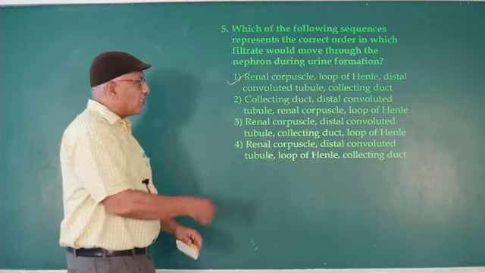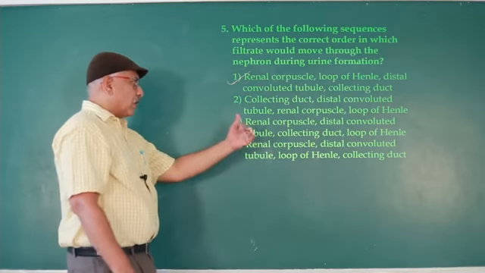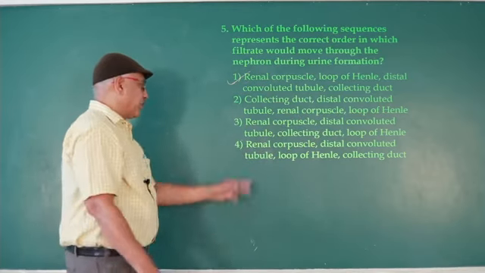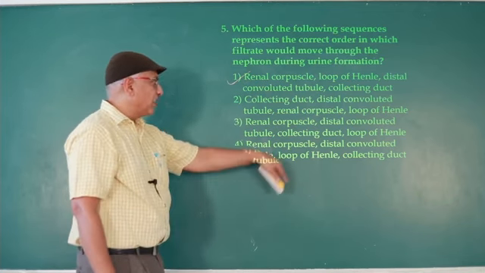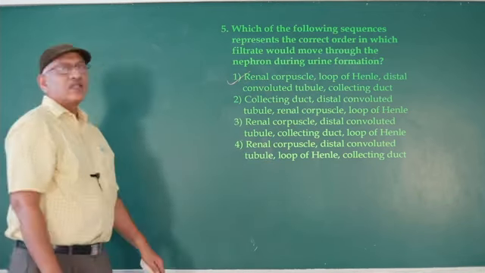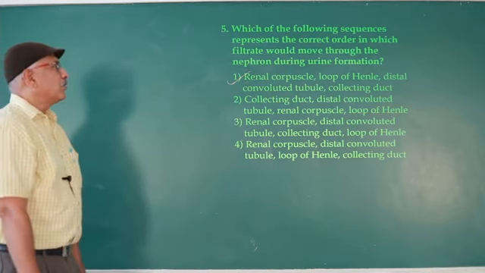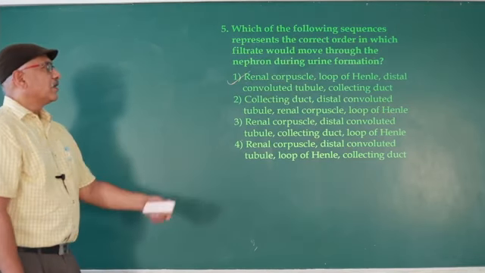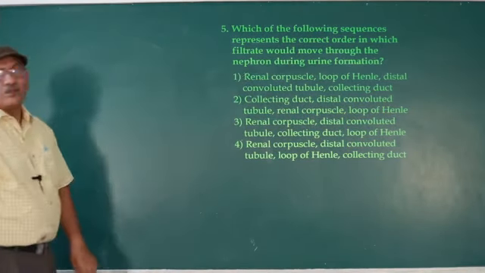Distal convoluted tubule is not part of the loop of Henle, so first PCT, later DCT. Renal corpuscle, distal convoluted tubule, loop of Henle, so wrong. So the first one is correct: renal corpuscle, loop of Henle, DCT, collecting duct. So first option.